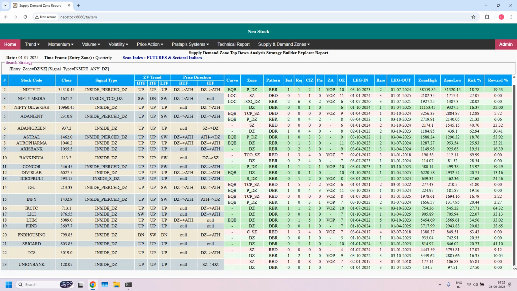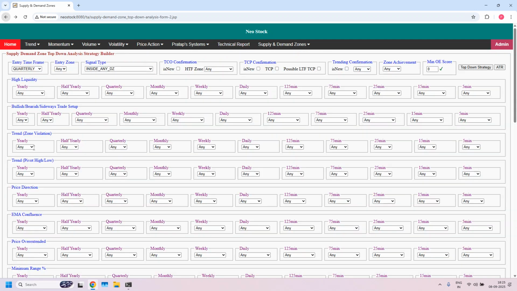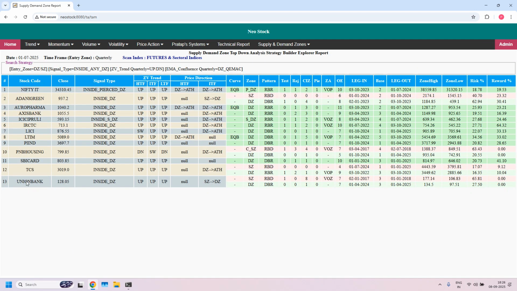We can further filter this list based on quarterly demand zone having quarterly EMA confluence. So the EMA confluence at quarterly time frame, quarterly demand zone with quarterly EMA. And also trend on the quarterly should not be sideways. It can be up or down trend. Let's filter. So 13 stocks are filtered.